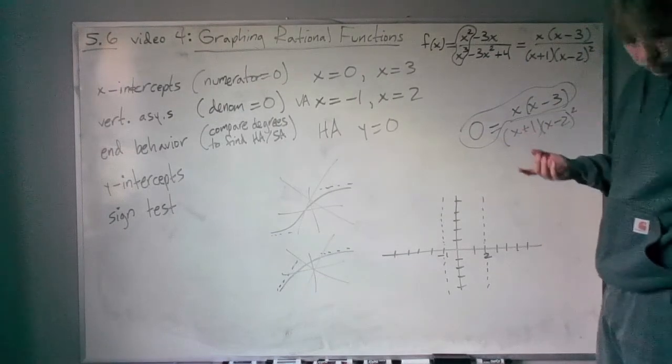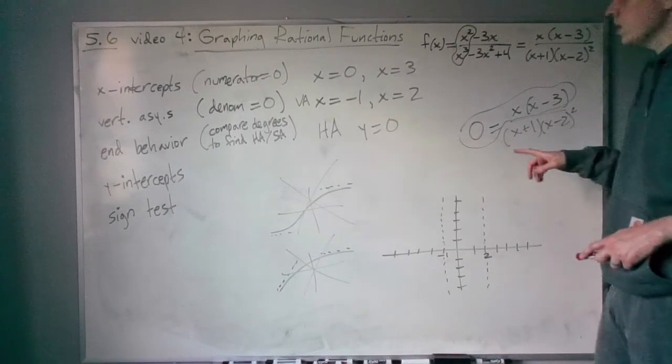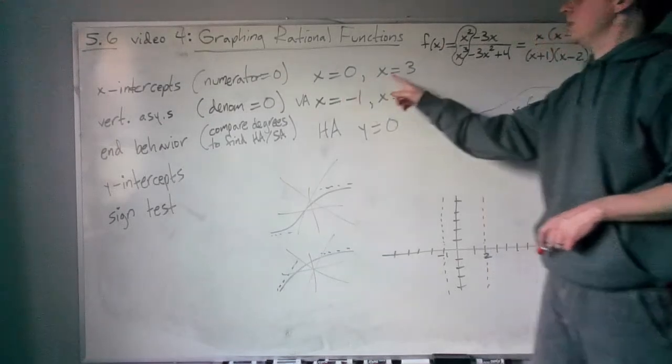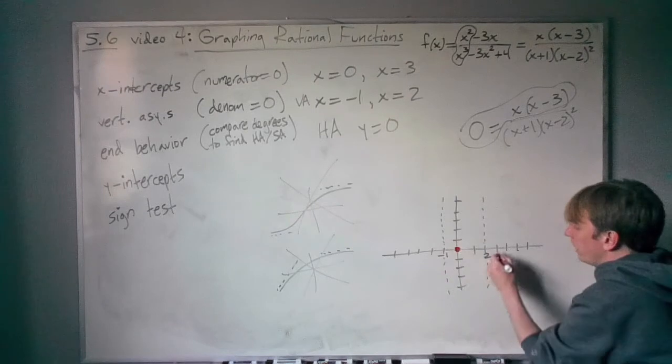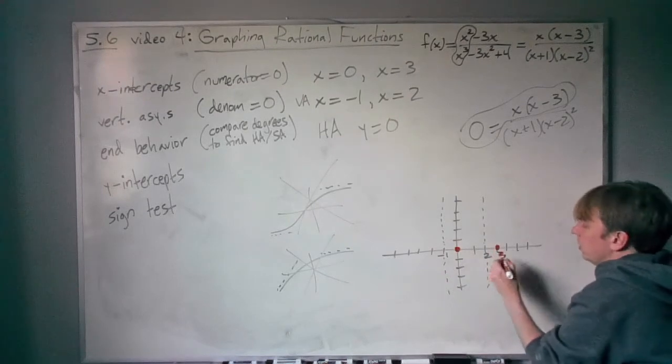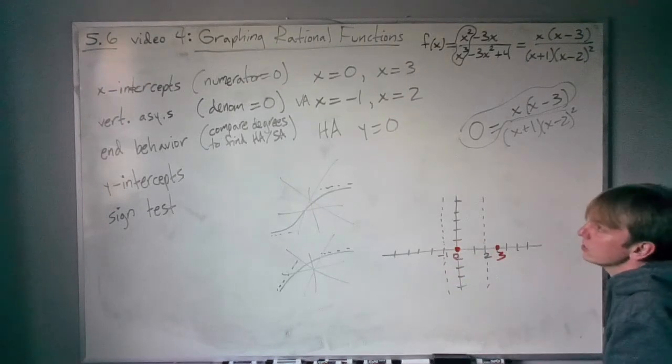I said I was going to write things down as we got them. I haven't really done a good job of that. x-intercepts at 0 and 3. So that is a point where we're hitting the x-axis. And that is at x is 0 and x is 3.